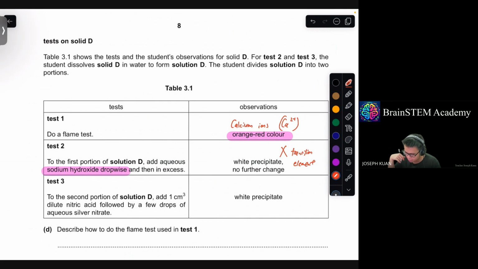Test 3, to the second portion of solution D, add 1 cubic centimeter of dilute nitric acid, followed by a few drops of aqueous silver nitrate. The keyword here is silver. So silver reacts positively with, as mentioned, halides, right? And then specifically, what is the white precipitate? Chloride gives a white precipitate when it reacts with silver.